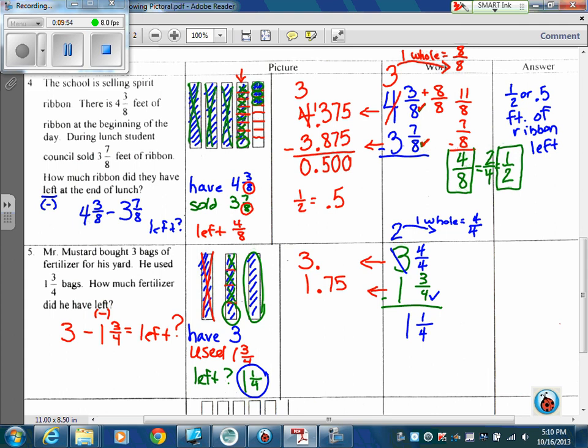Now I want to make sure that I'm adding my zeros to make them look the same. Ignore the decimals, subtract. I have to borrow all the way over. 9 minus 7, 2 minus 1, bring down your decimal. 1 and 2/5, those two are the same thing. So either way that will work if you have friendly fraction to decimal conversion. So to answer my question, I have 1 and 1/4 bags of fertilizer left.